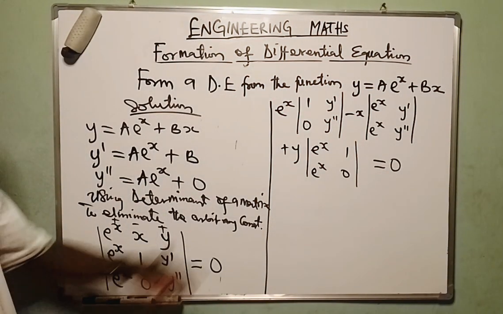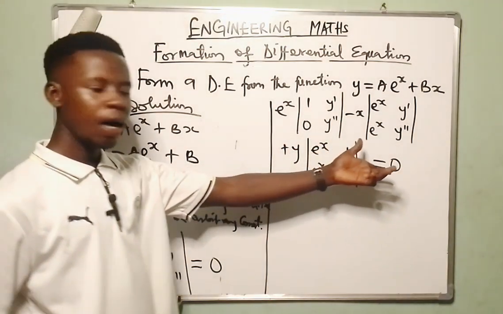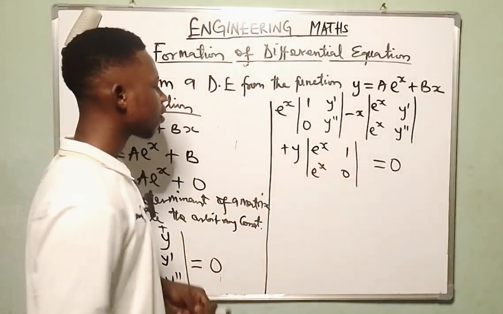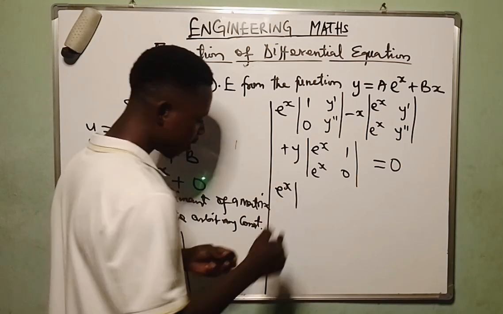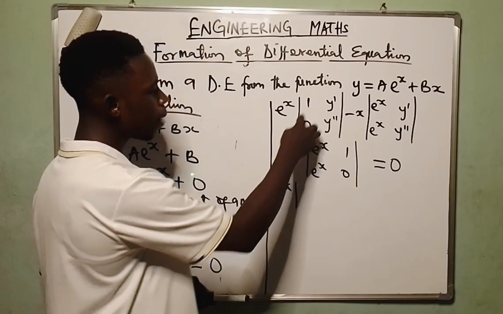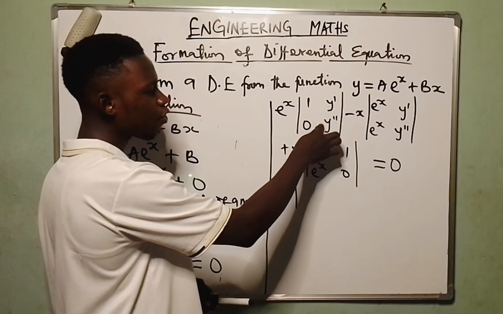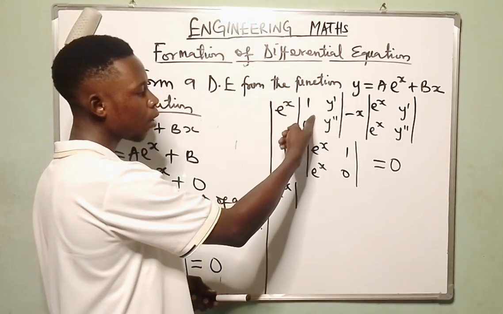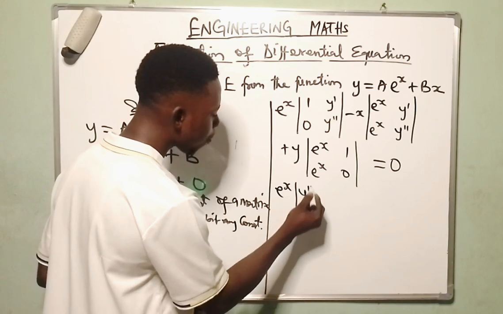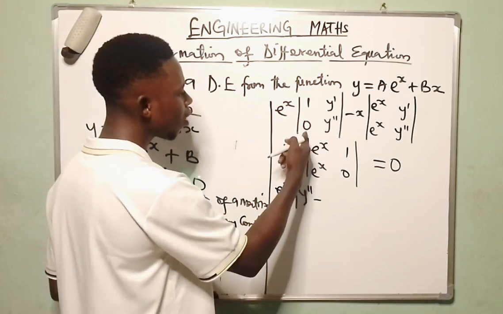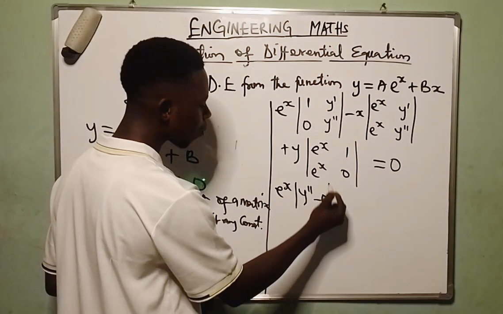Now we start doing our process. We now enter into the process. Now you have exponential x, and then don't forget that in the determinant of a matrix, the major diagonal subtracts from the minor diagonal, which is 1 times y prime prime will give us y prime prime, minus 0 times y prime will give us 0.